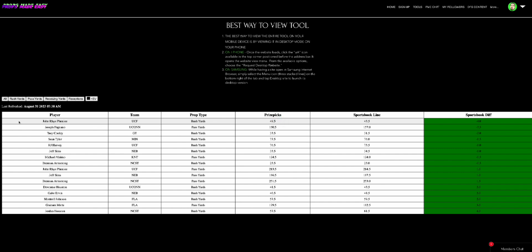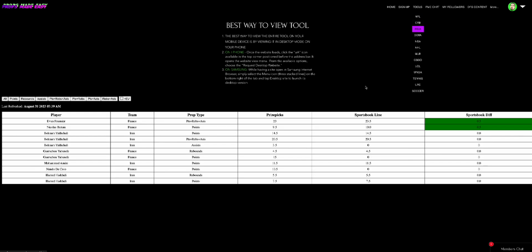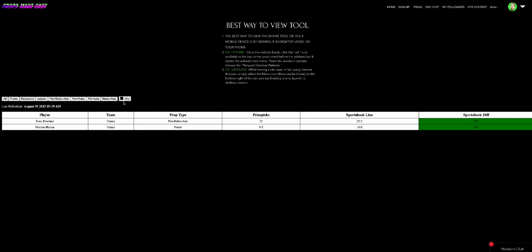Yeah, and then Joseph Fagnano. For UConn, passing yards is set at 160.5. Other places, it's 157. So nothing huge, but Jordan Houston, really like his rushing yards over as the main focal point there. FIBA, anybody for FIBA?